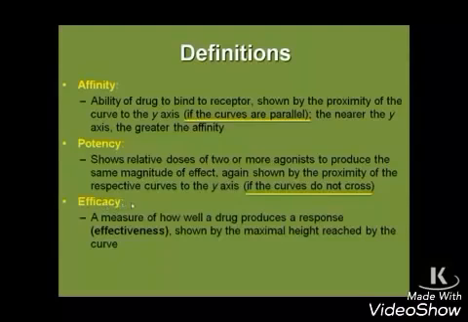Finally, we have efficacy. You should always think about efficacy as really the effectiveness of a drug, and it's shown by the maximal height reached by the curve.